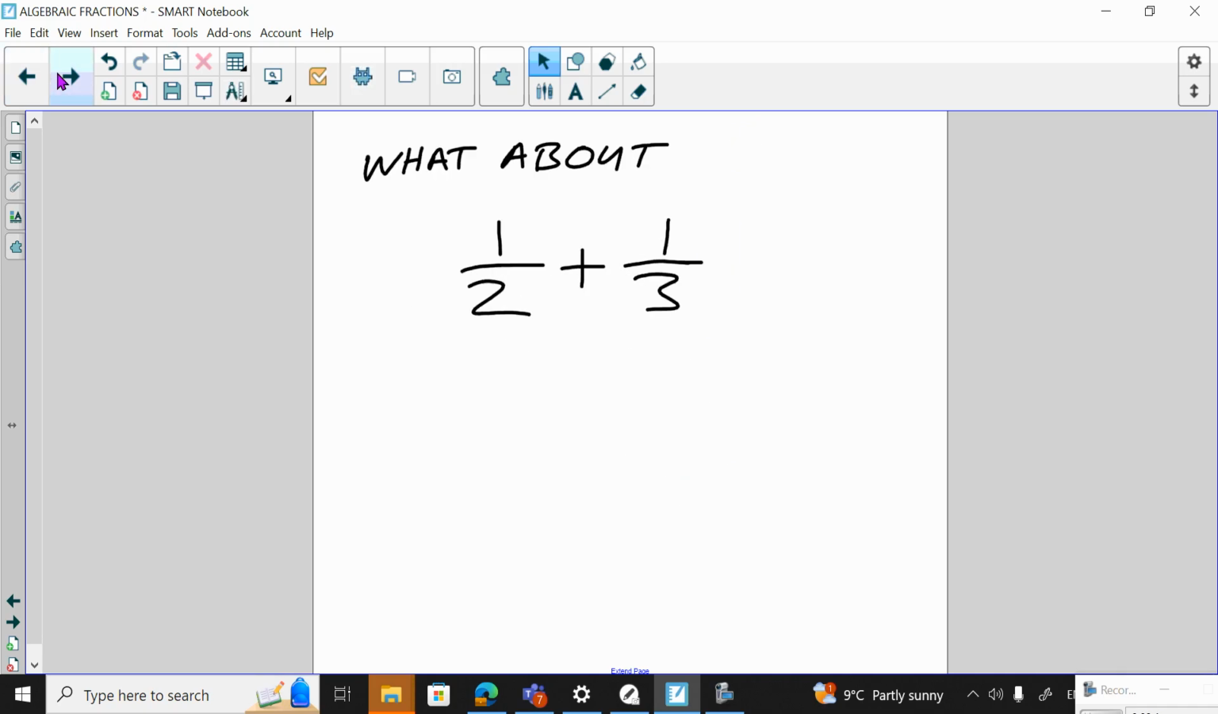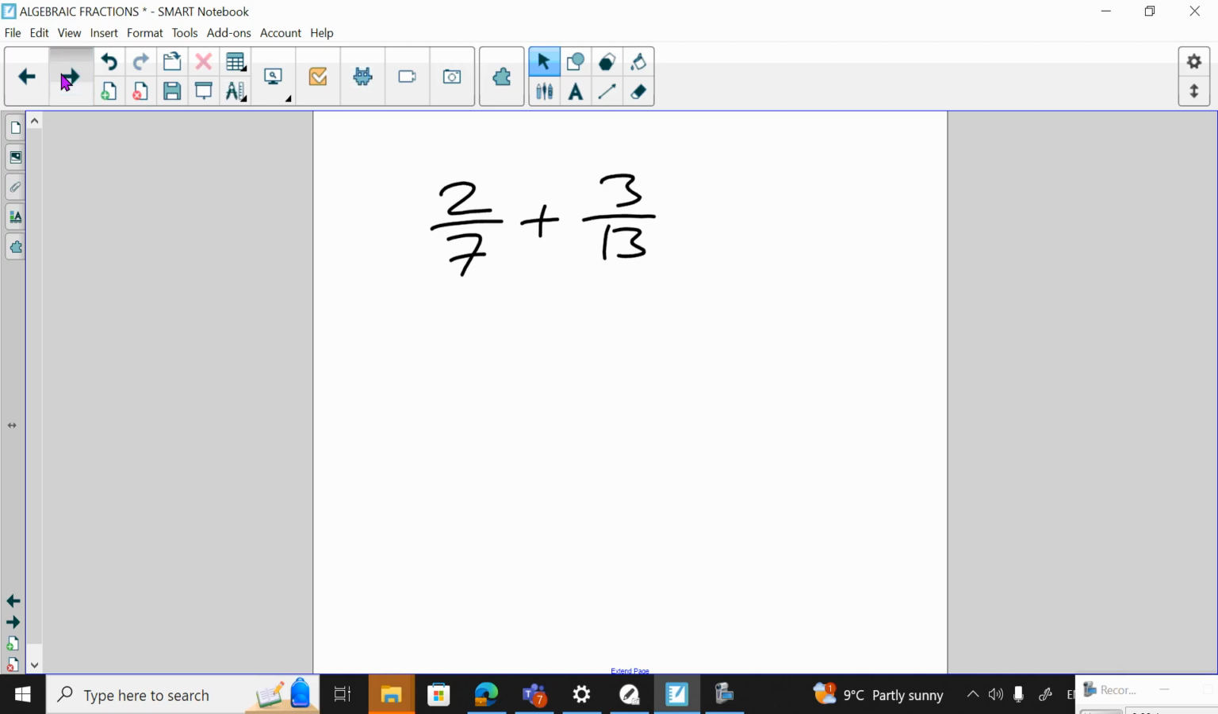This one, half and a third. I get responses like 2/5. That's a common response I get. What about this one? That's too difficult. Let's not deal with that one yet. But let's deal with this one.